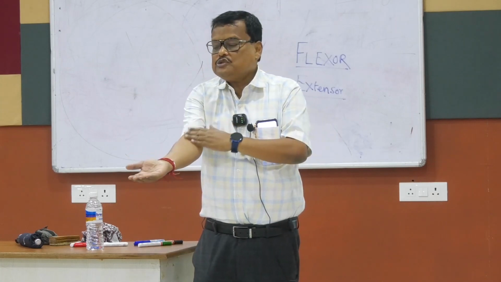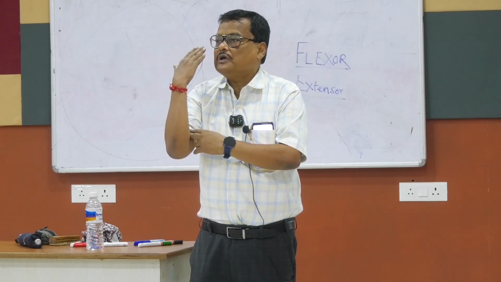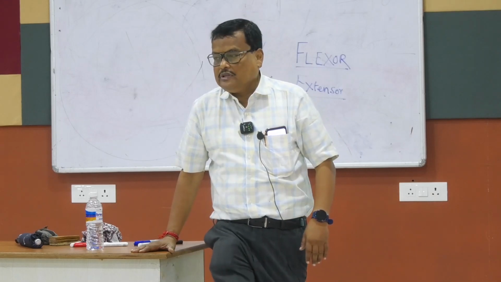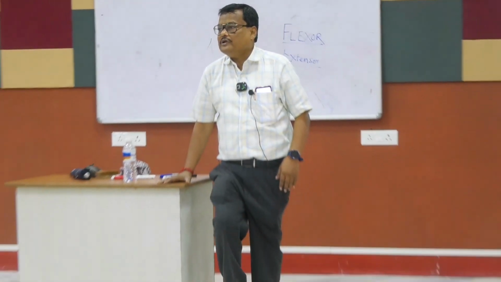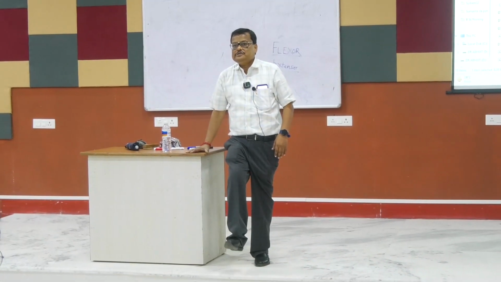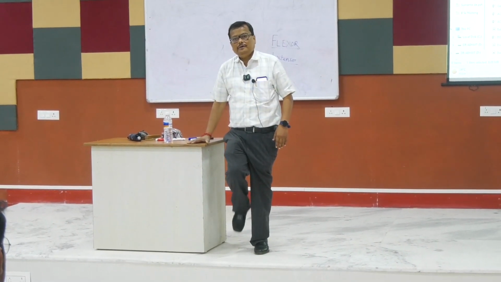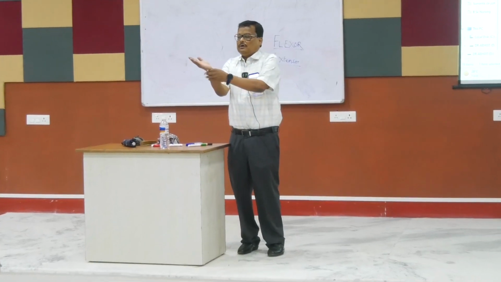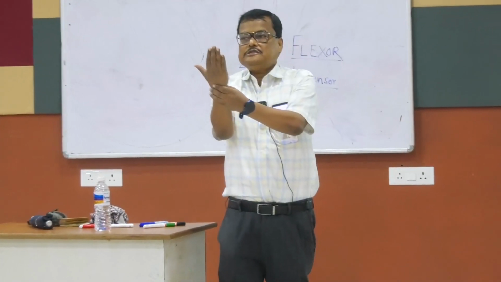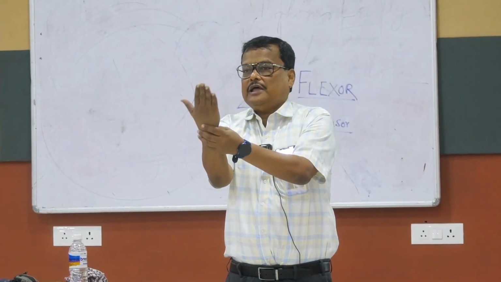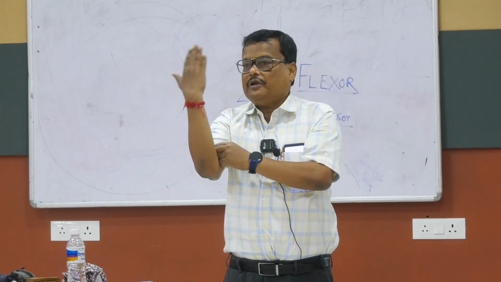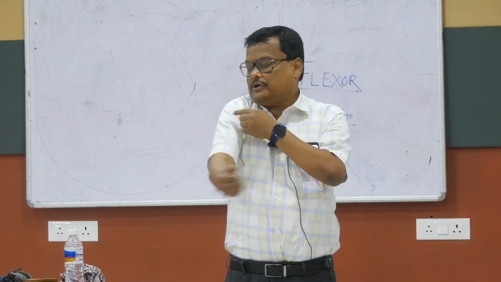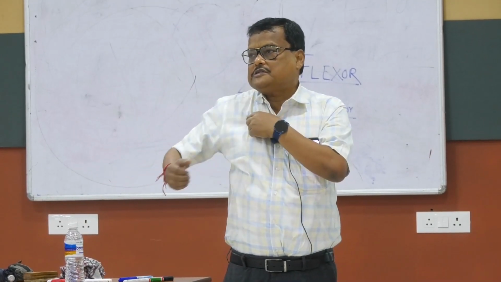So in case of an upper limb, this is the flexion. In case of a lower limb, this is the flexion, not this. So this is the flexion. This is the flexion, right? So in case of here, this is the flexion, this is the extension, this is the flexion, this is the extension. In case of the elbow joint, this is the flexion, the angle gets reduced, this is the extension.